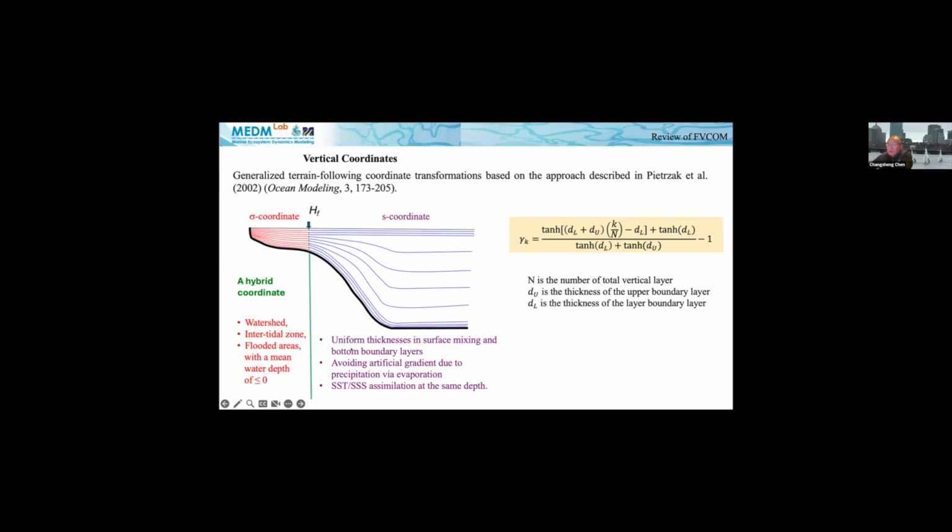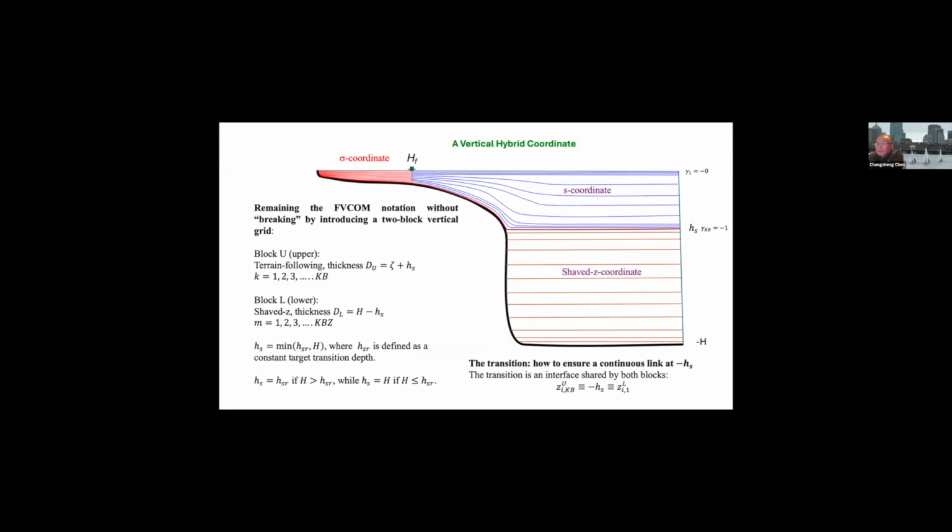The S coordinate is good for getting a uniform surface mixed layer and bottom layer. The sigma coordinate lets you do the wetland and flooding areas. But what are we doing right now? We are shifting this to here. This is the new FVCOM system called the vertical hybrid. Before, I showed you the horizontal hybrid; now we have a vertical hybrid.